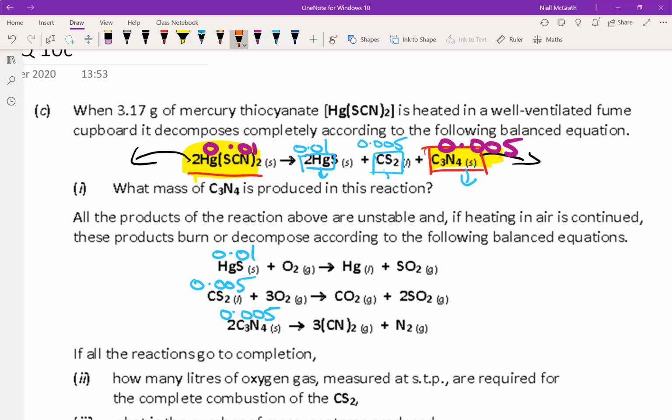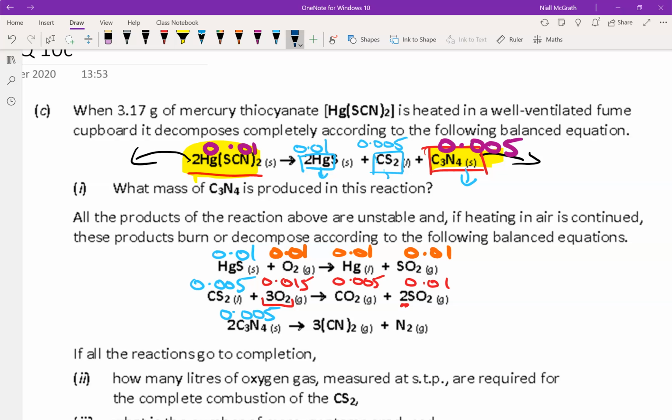So for oxygen, in the first equation, it's in a 1:1 ratio, so you have 0.01. Same with our Hg and our SO2. Go to a different color just so we can see. Go to red. Alright. 3 times the number of moles of oxygen here as your CS2, so it's going to be 3 times 0.005, so that's going to be 0.015. This is going to be 0.005, and this is going to be 0.01, right, because of that ratio.